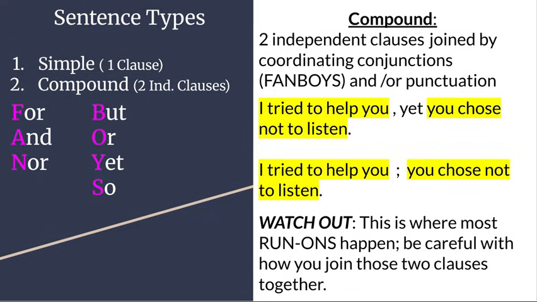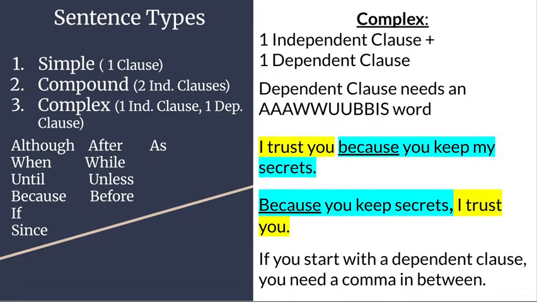However, a semicolon can take the place of the comma and the conjunction. So you just decide how fancy you want to be, but you've got to be really careful because if you don't include the comma and the conjunction or the semicolon in the way that you're supposed to, you're going to end up with a run-on, which would not be good at all. So you just have to be careful with how you join 2 clauses together, and you have to know what you're working with. Are you working with a compound sentence, or are you working with a complex sentence?